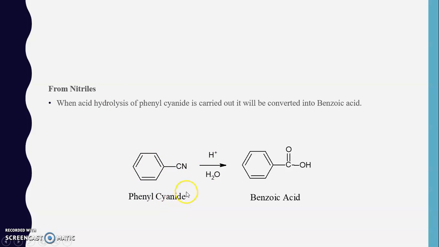Cyanide and nitrile are nothing but the same functional group, where the phenyl cyanide on hydrolysis will be converted into benzoic acid. Whenever the cyanide functional group is used, it undergoes hydrolysis and will be converted into the carboxylic acid functional group. So depending upon which cyanide we use, the product that is formed will be different. This is a quite simple method, that is, from nitriles.